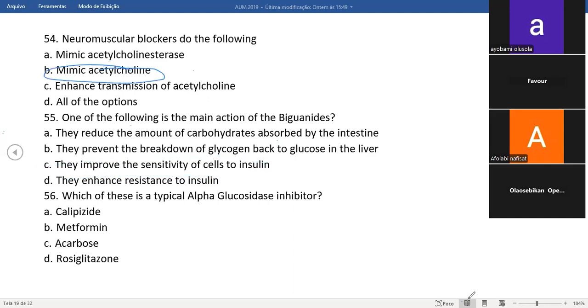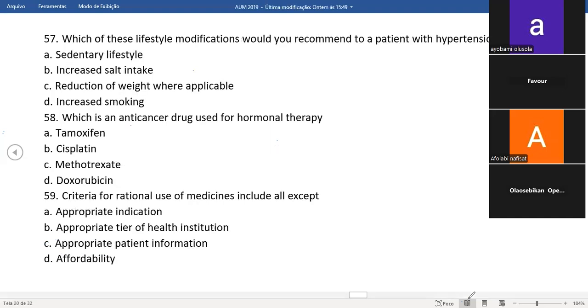Then to question 56. What's the answer? Acarbose. Yeah, acarbose. That is a typical alpha glucosidase inhibitor. Let's see. Then, which of these lifestyle modifications would you recommend to a patient with hypertension?